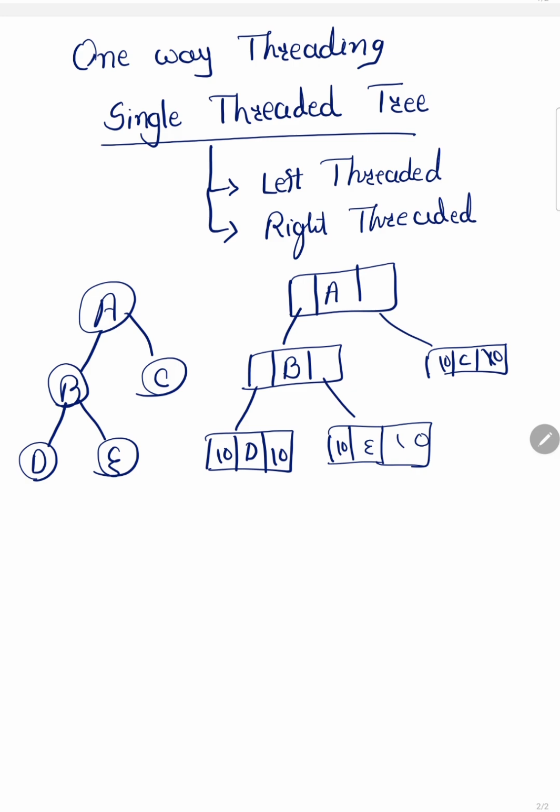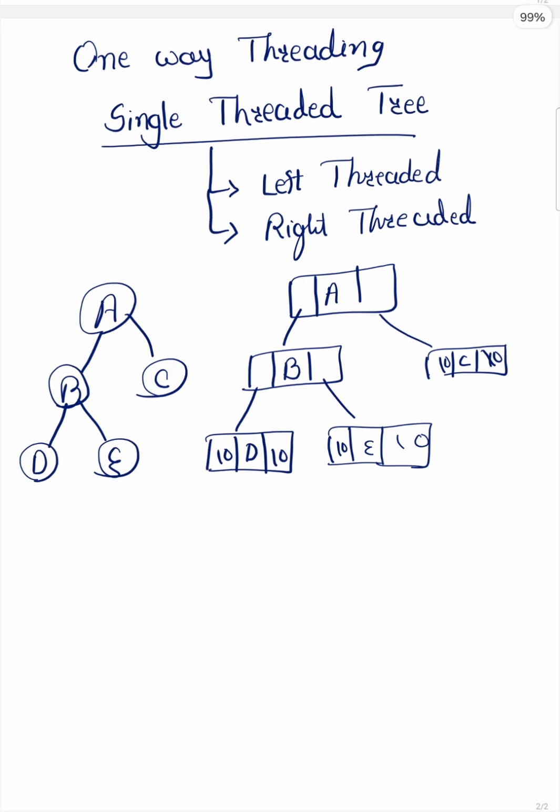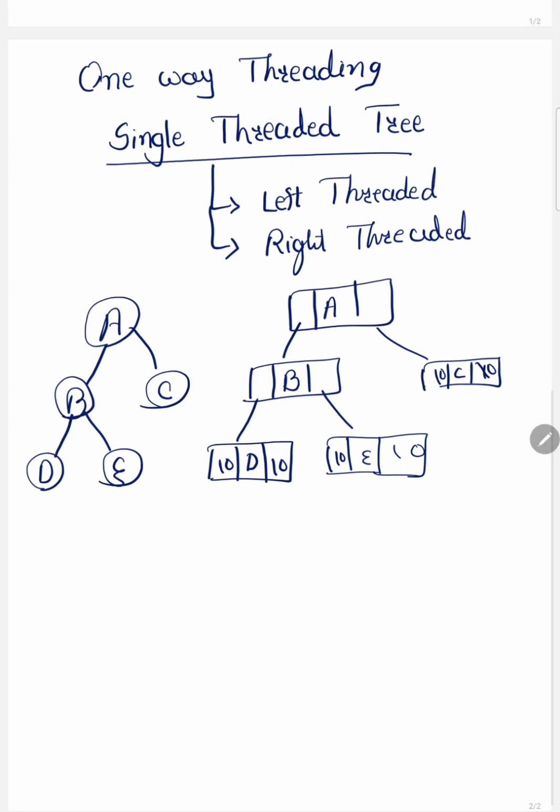So first what we'll do is find the in order of that particular tree. So what is in order? You know LVR, that is left, visit and right. So if you find the in order, you can go for D, B, E, A and C. That's your in order. Now in this in order, you can see that the successor of D is B. B is the successor.